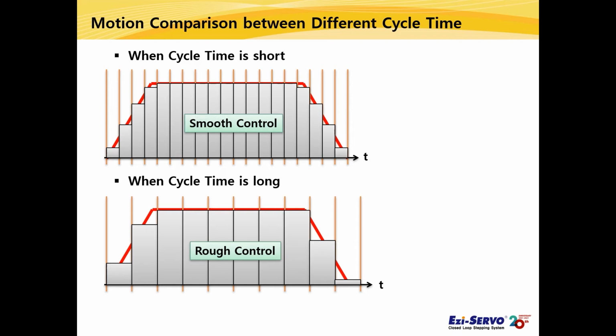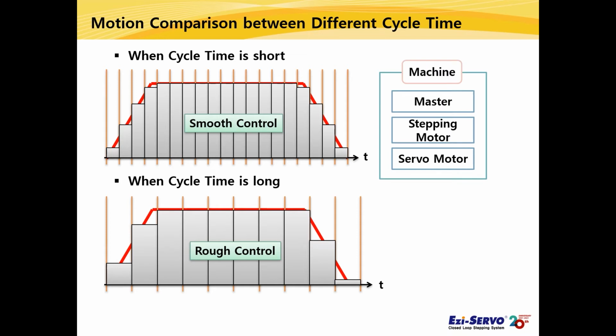Depending on the requirements of the machine, stepping motors and servo motors are often used together. In this case, the cycle time should be used in accordance with the longer one. For example, even if the minimum cycle time of the master and the servo drive is 0.25 milliseconds, if the cycle time of the step drive is 0.5 milliseconds, the minimum cycle time should be 0.5 milliseconds. Therefore, many companies are trying to reduce the minimum cycle time for high-precision motion control.